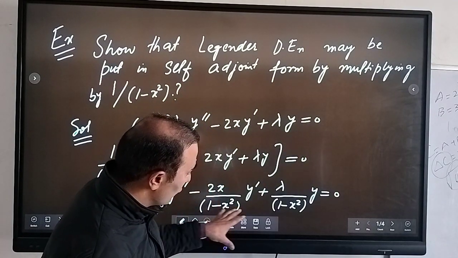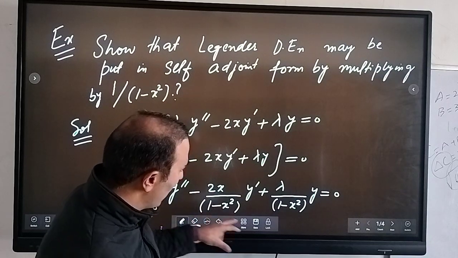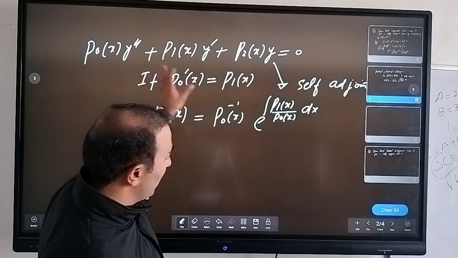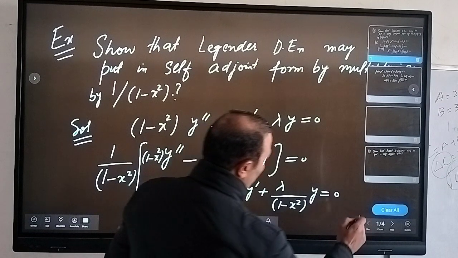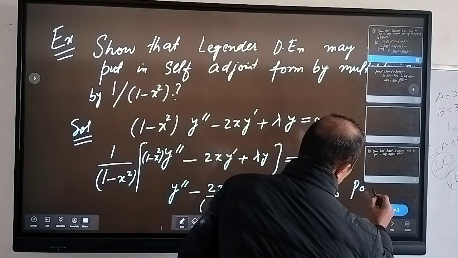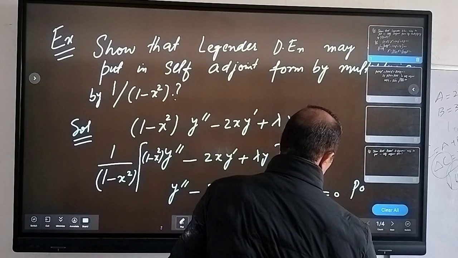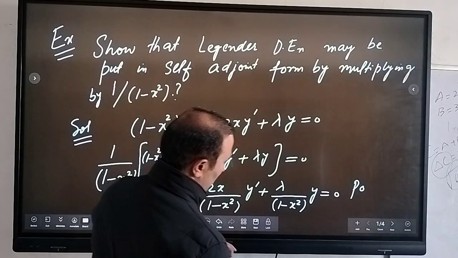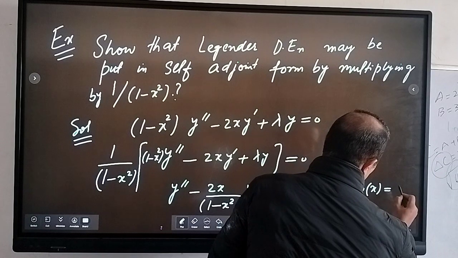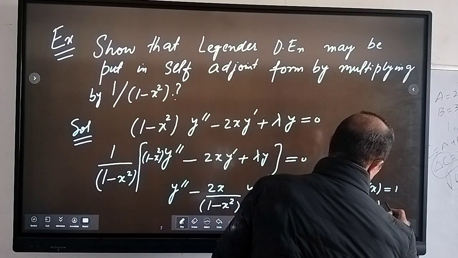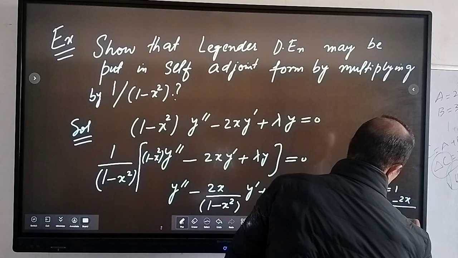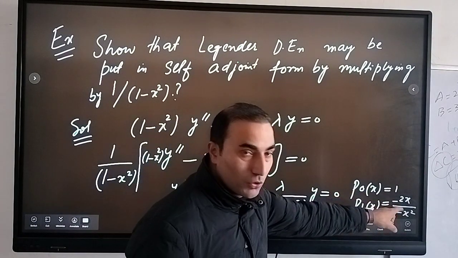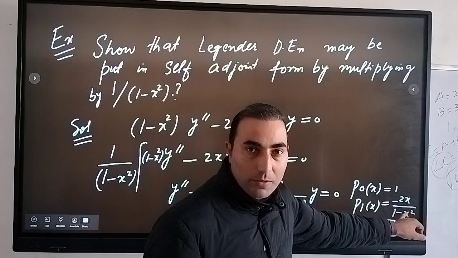First of all, let us check that. In this equation you can verify that P0 of x is the coefficient of the second derivative. So P0 of x is equal to 1 and P1 of x is equal to minus 2x divided by 1 minus x squared.